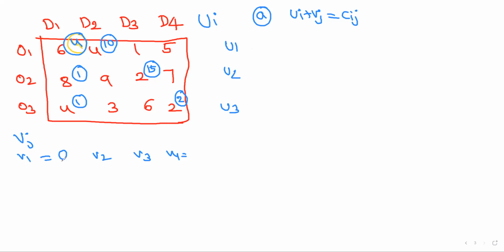Now u1 plus v1 is equal to 4. See very clearly: the first row is u1 and the first column is v1. The outside value of v1 is 0. So u1 plus v1 must give 4, and since v1 is 0, u1 is equal to 4. I assumed v1 is equal to 0.